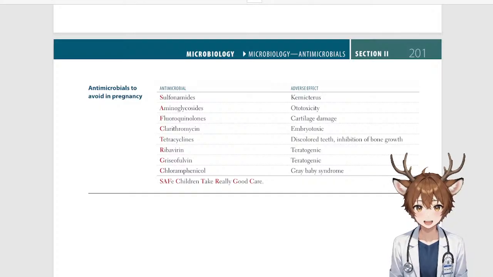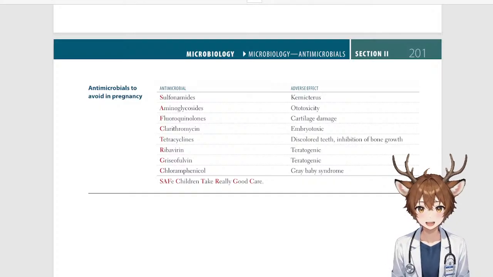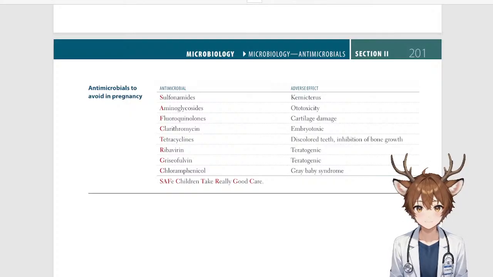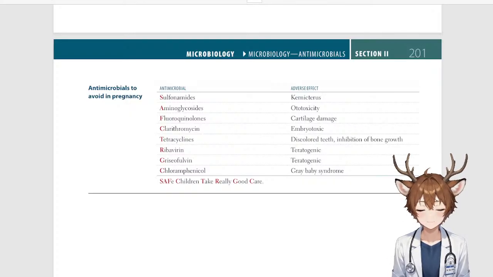And here's a little mnemonic for your learning: Safe children take really good care. If that helps you learn, that's fine.